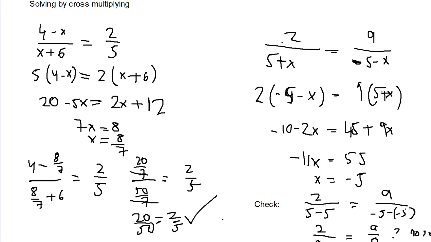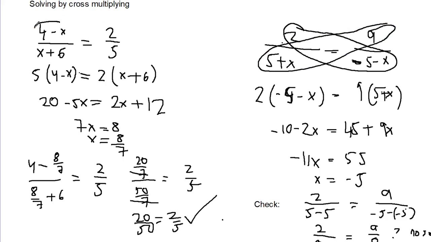You can solve by cross multiplying. So I've already shown you the process of solving by cross multiplying. This is how you cross multiply right here. You take these two and you multiply them together. You take these two and you multiply them together. Same thing for this one. Take these two, multiply them together. Take these two, multiply them together, and then you get these. And you can check to see if the solutions are correct, right?